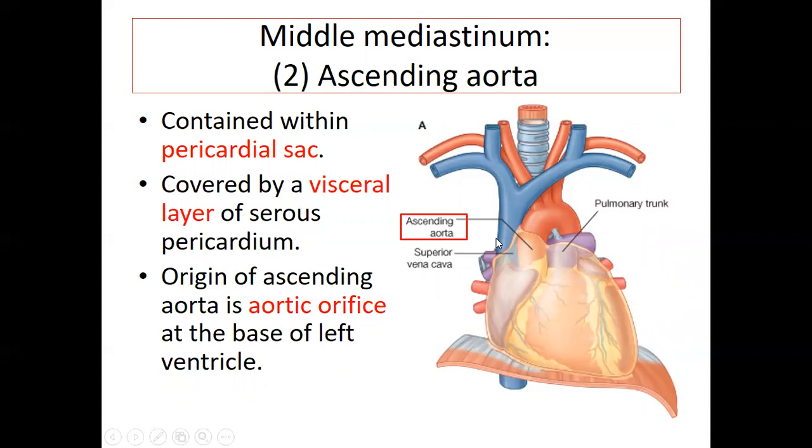You can see here, on the right side of the pulmonary trunk, we have the ascending aorta. It is also contained within the pericardial sac. It is covered by the visceral layer of the serous pericardium. The origin of the ascending aorta is the aortic orifice at the base of the left ventricle. I hope you know where the aortic orifice is.